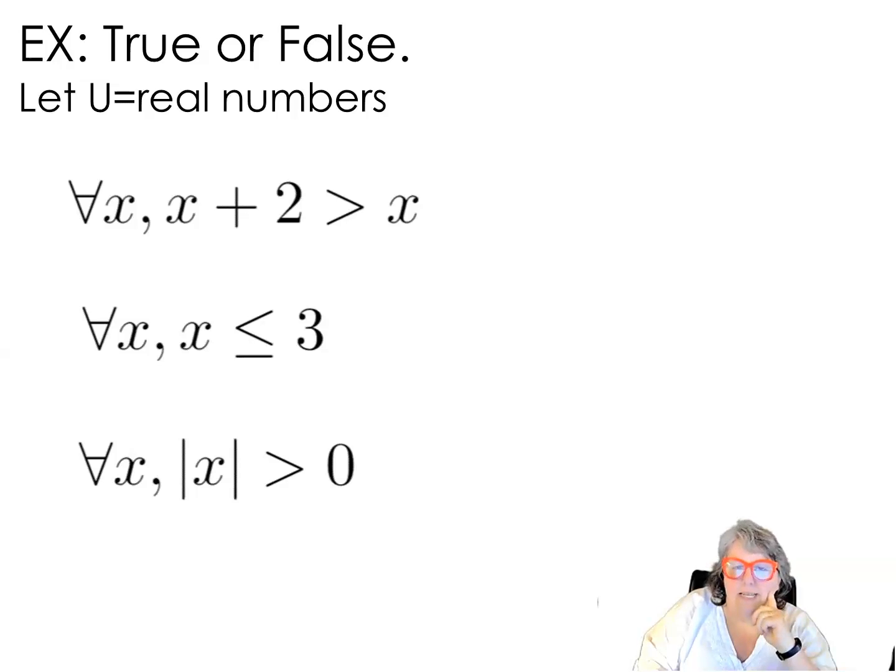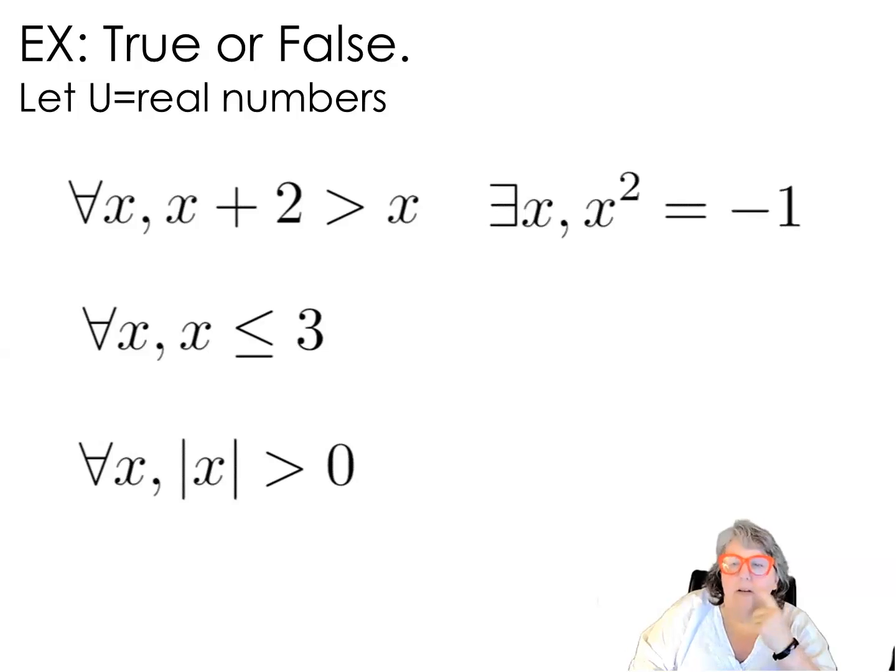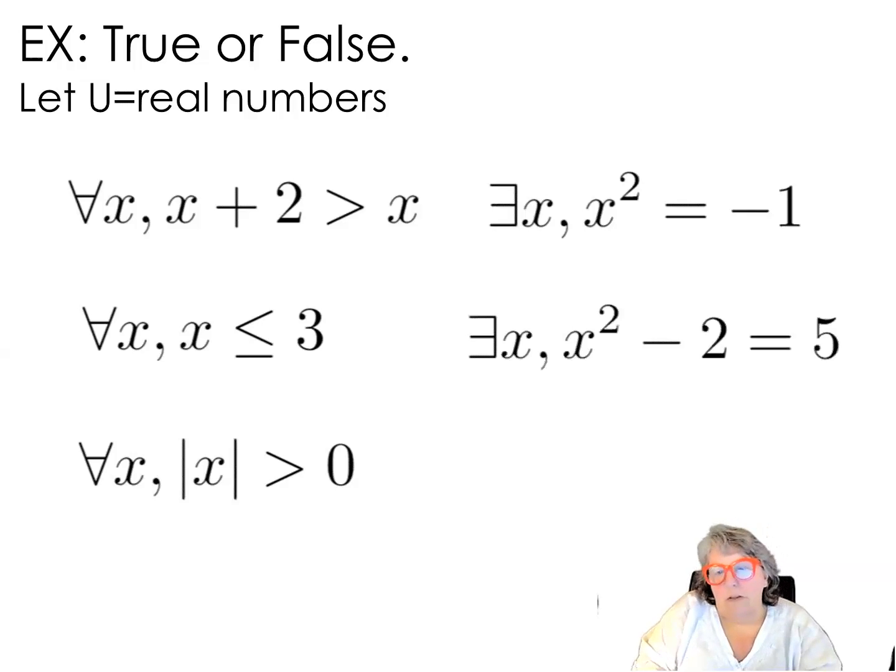Let's look at some of these existential ones. There exists an X such that X squared is equal to negative 1. Well, our universe is the real numbers, so that's not true. No square is equal to a negative number in the real numbers. You have to start getting into the complex imaginary numbers. So that one's false.